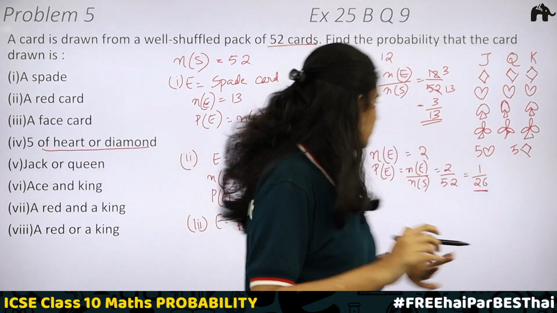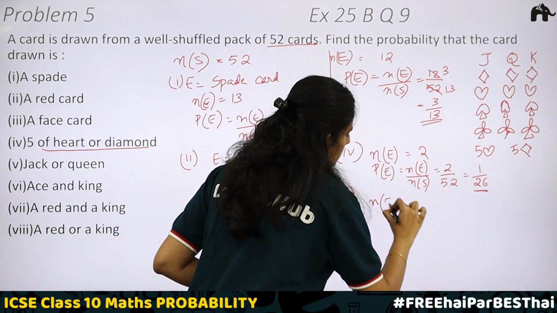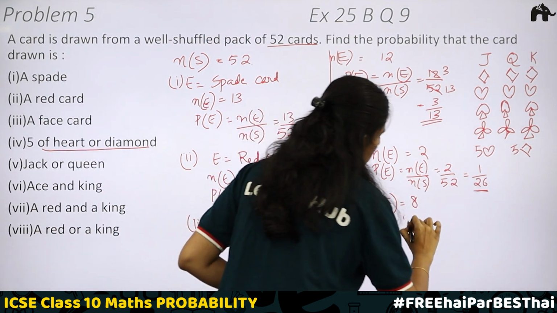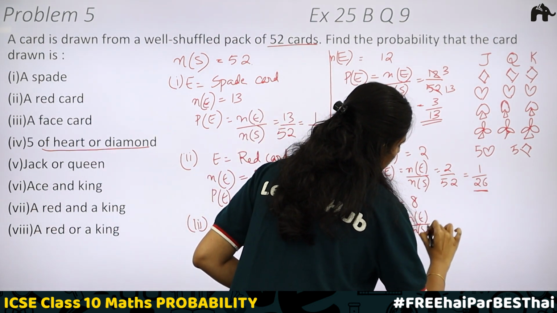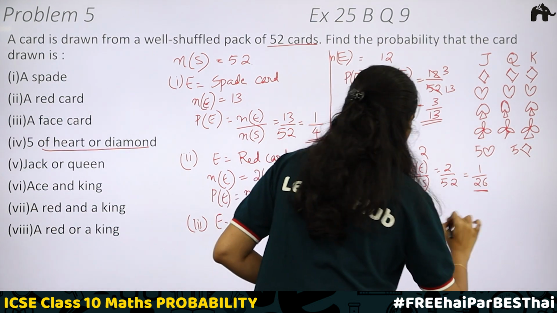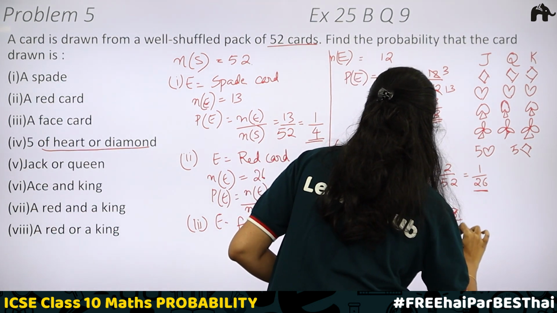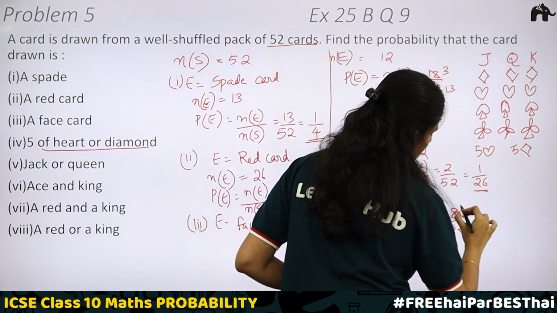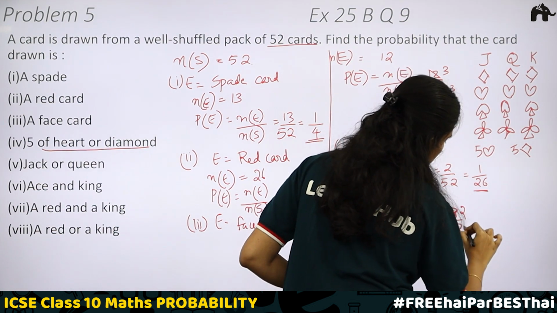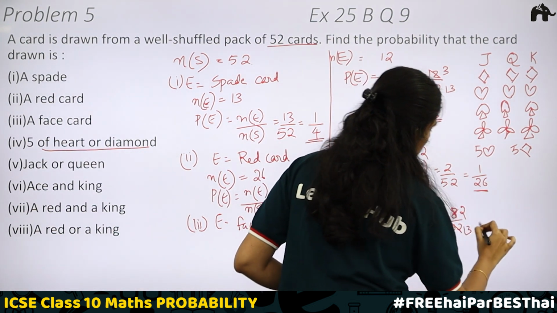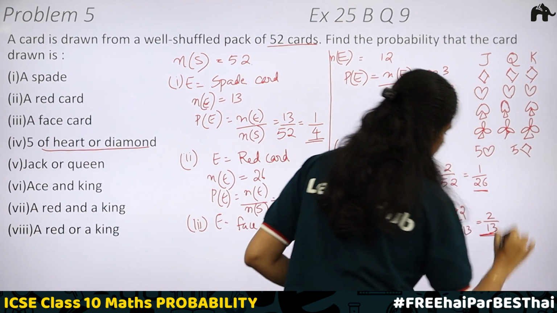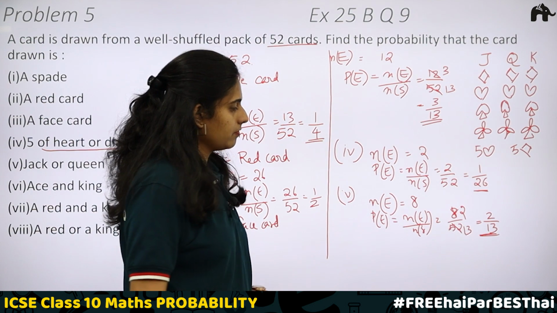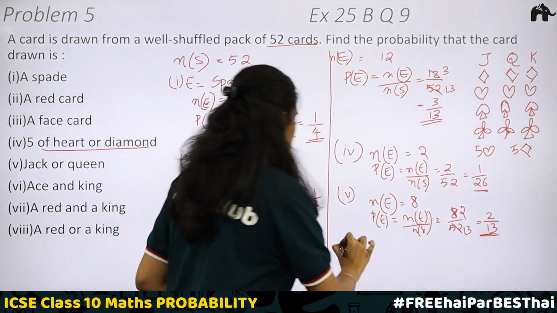8 options available. So here the number of outcomes favorable to the event will be equal to 8. Then the probability of the event is equal to n of E divided by n of S, that is 8 by 52. On cancelling, we get 4 2s are 8, 4 13s are 52, 2 by 13. 2 by 13 is your answer. Next, the sixth one.